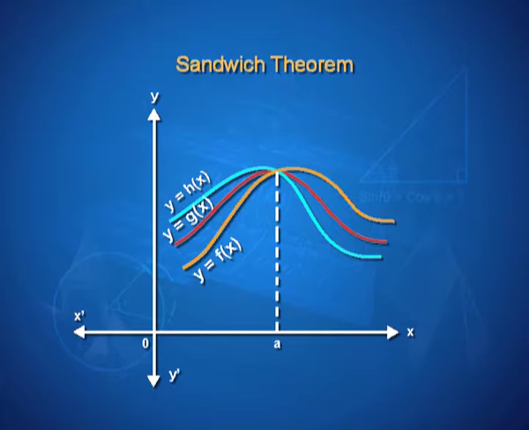Look at the monitor. This represents your x axis, x dash o x, and this is your y axis, y o y dash. You can see the three functions in the graph: y is equal to f of x, y is equal to g of x and y is equal to h of x, and this is the common point A.